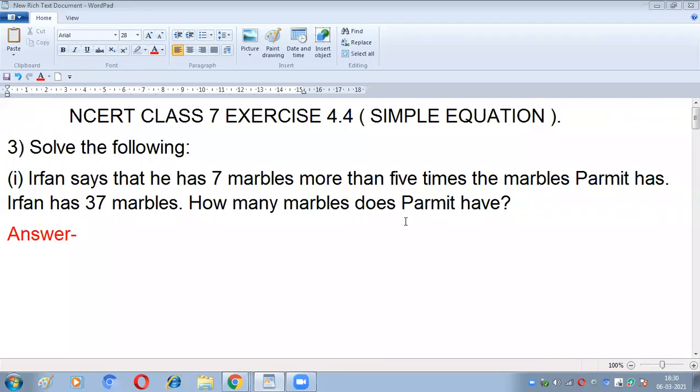Today I will explain exercise 4.4 of chapter 4, that is simple equation. So now let's solve question number 3, and question number 3 is: solve the following. Our first bit is: Irfan says that he has 7 marbles more than 5 times the marbles Parmeet has. Irfan has 37 marbles. How many marbles does Parmeet have?